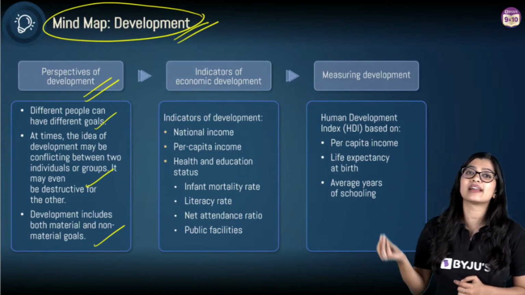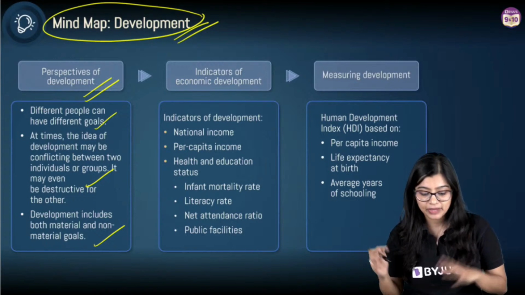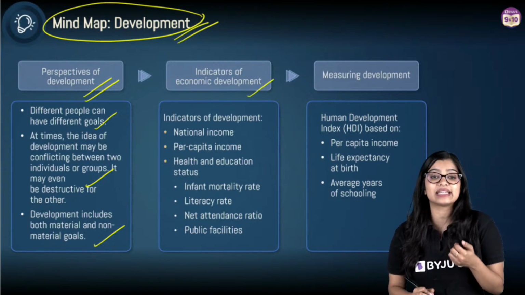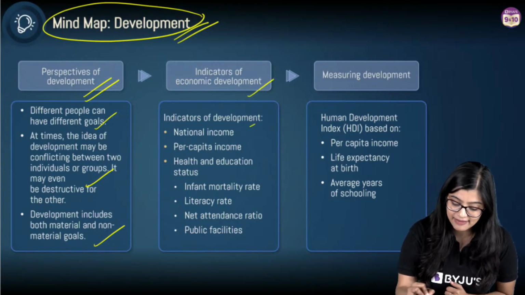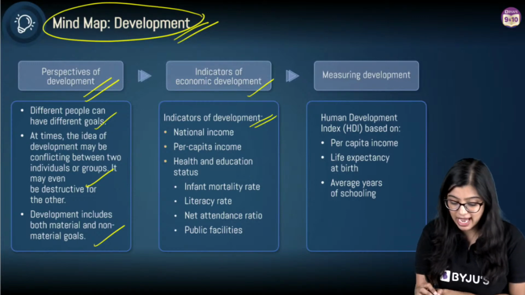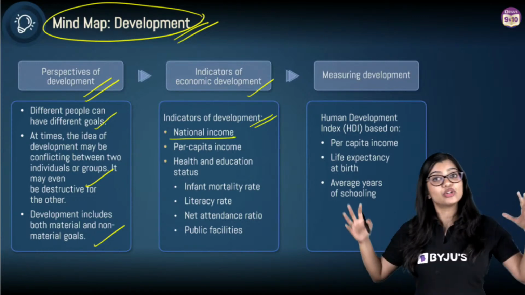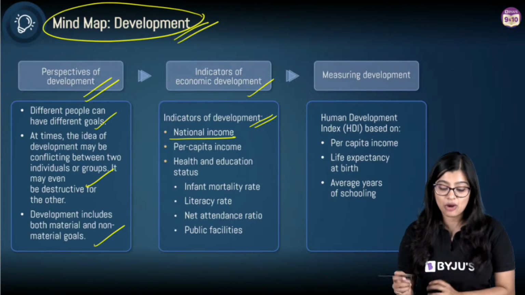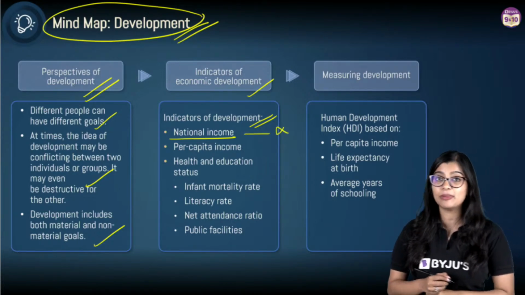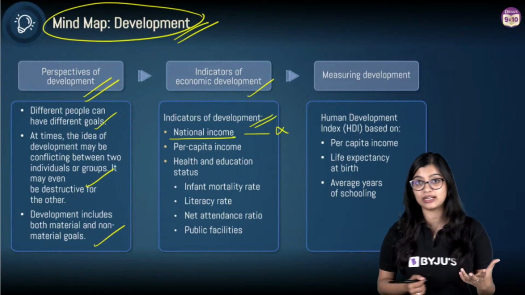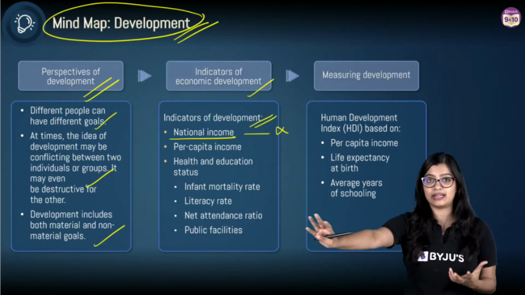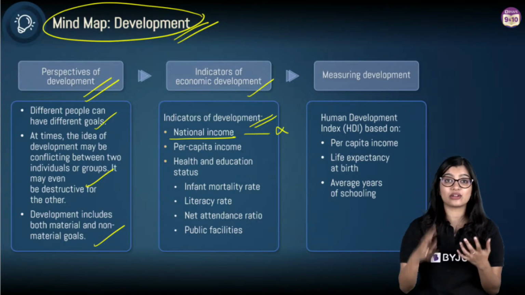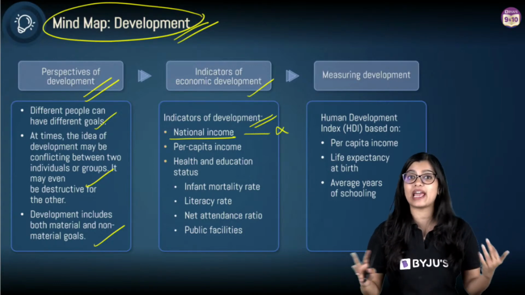Now, how do you know that a country is undergoing development? Of course, we know that there are various indicators of development. So we have national income, which talks about the total income of the country. Now we know that this is not an ideal indicator, because national income just adds all the income. It does not really tell you. That could differ because the population in different areas differs.